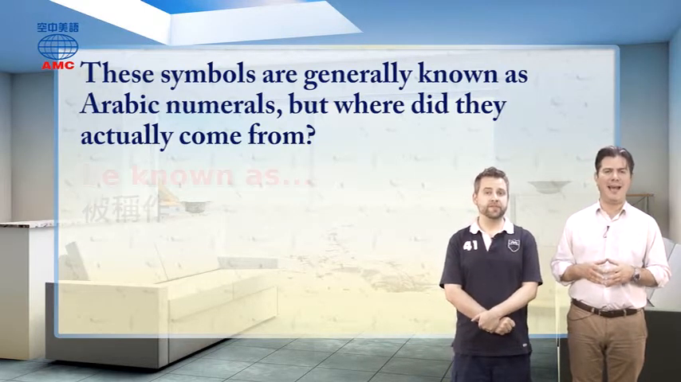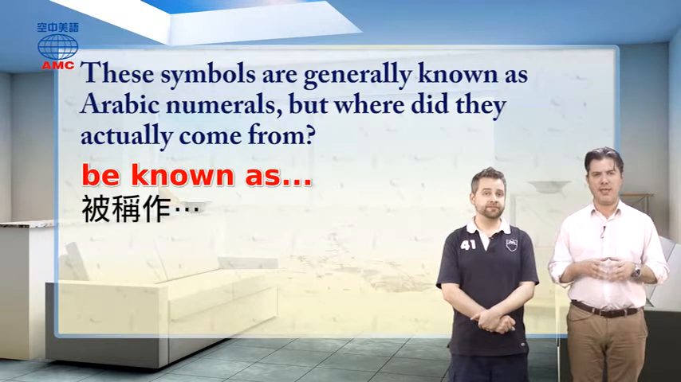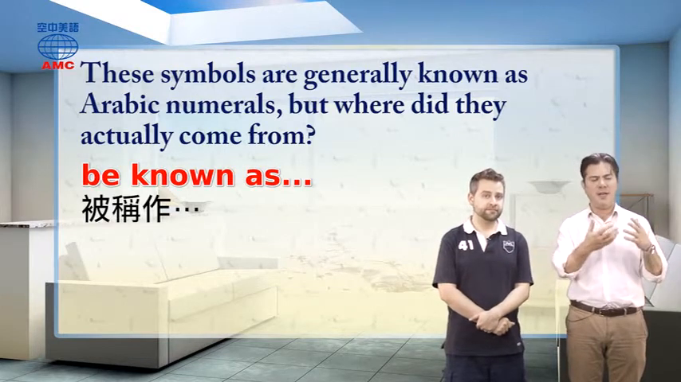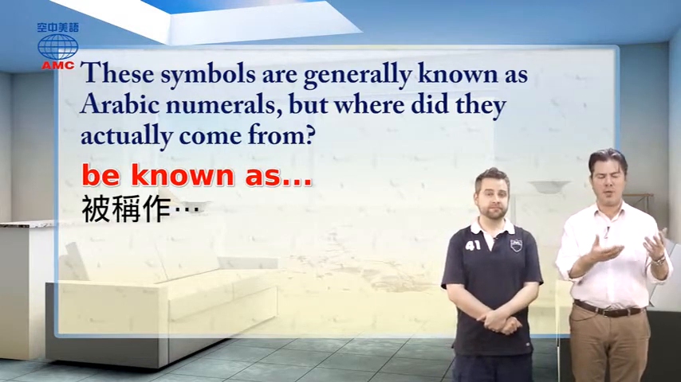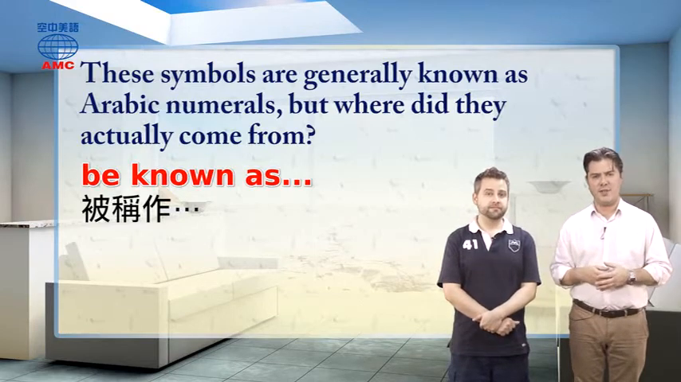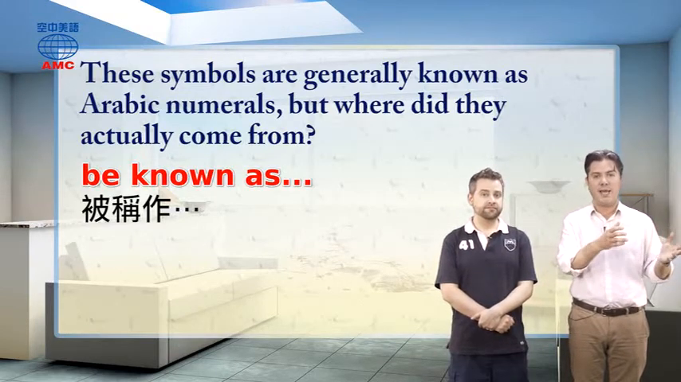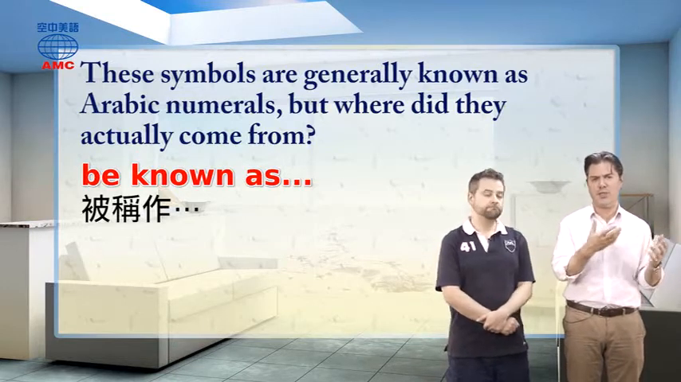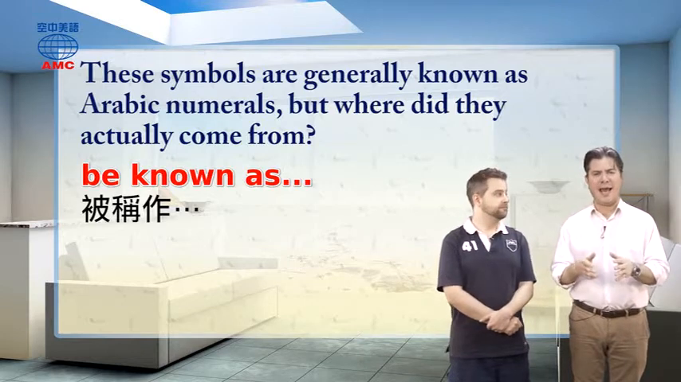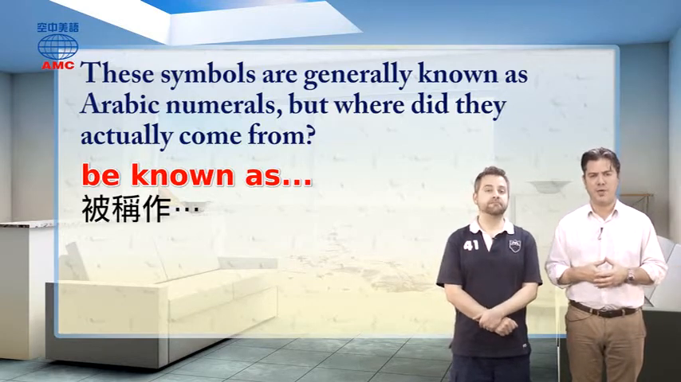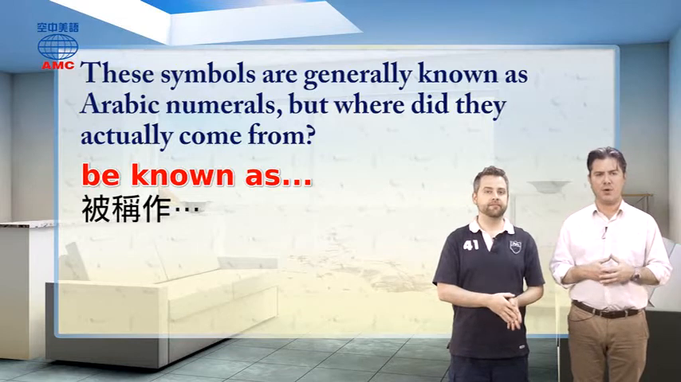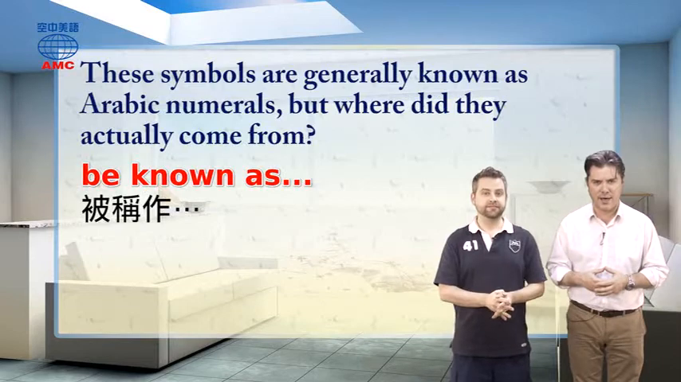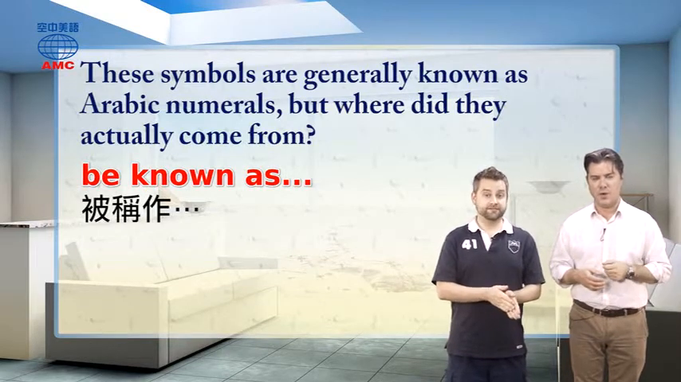Here it says they are known as Arabic numerals. If something is known as, or the phrase to be known as, basically this is the common name for it. This is what most people, when they hear this name, will think of this thing. There could be another more complicated scientific name for it, a name that experts use when they're studying this thing. But if something is known as, this is what most people on the street would understand when you refer to this thing. All right, so they're known as Arabic numbers. Where did they come from? That is the question we are going to look at.